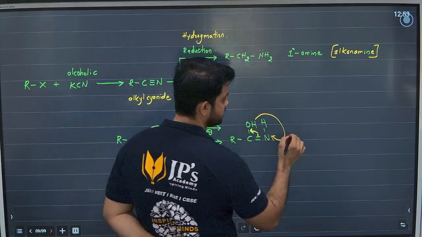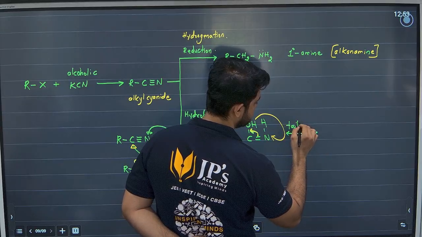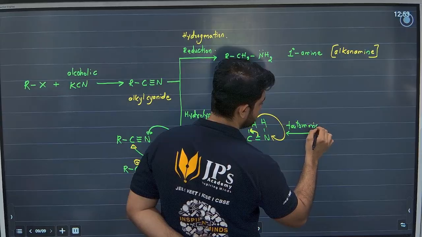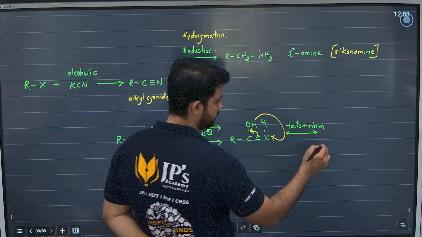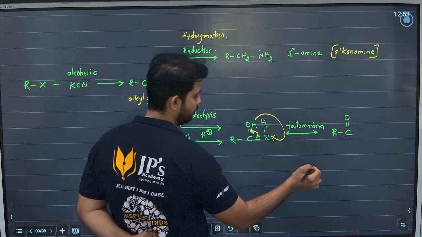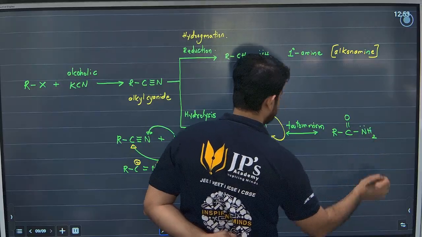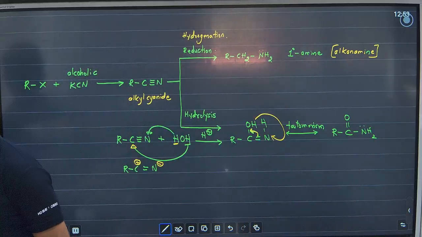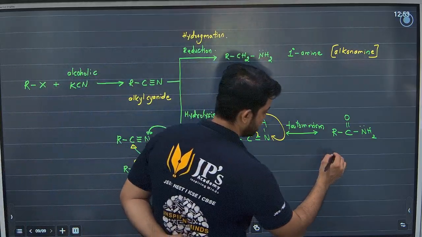Excellent. What we have done here is tautomerism. So what do you get when you tautomerize this? R C double bond O NH2. What is this R C double bond O NH2? Alkanamide. Excellent. Primary amide, say it.